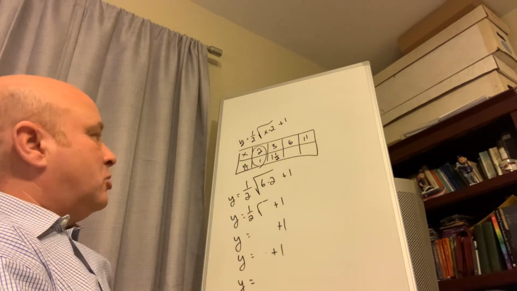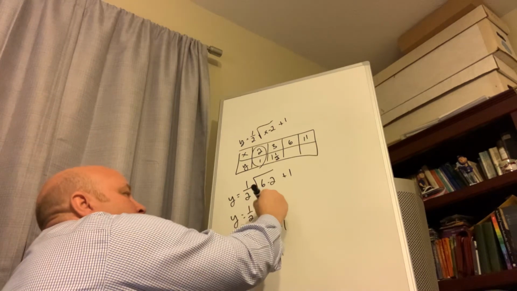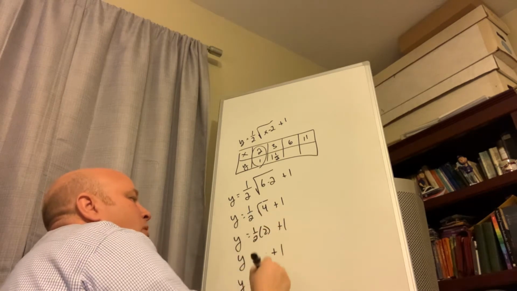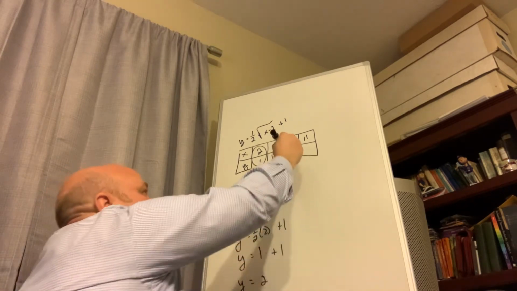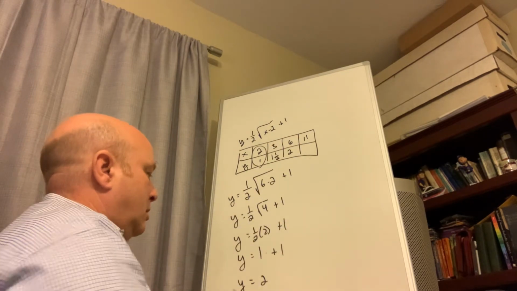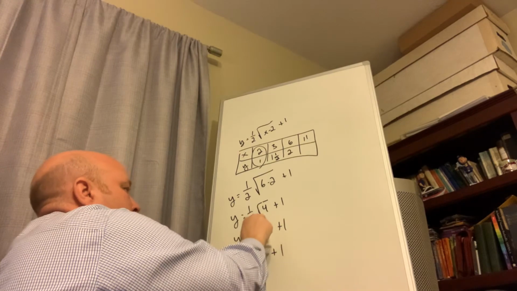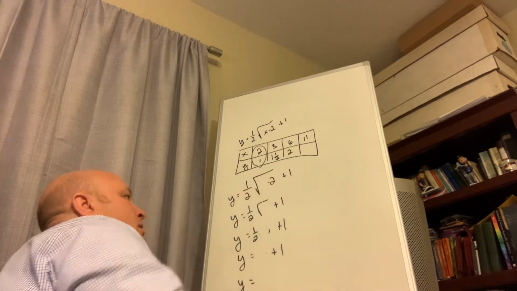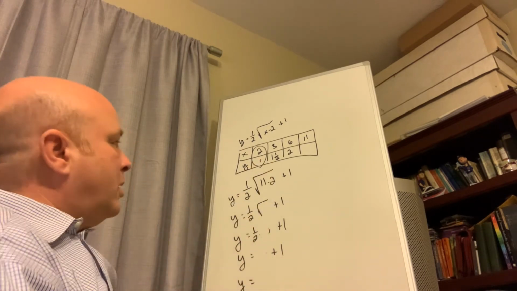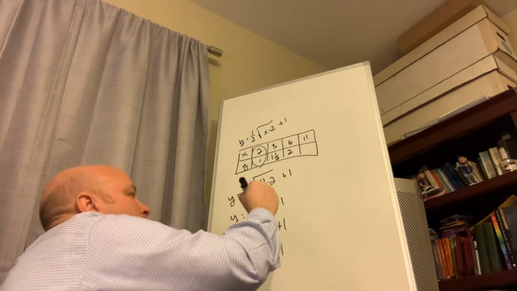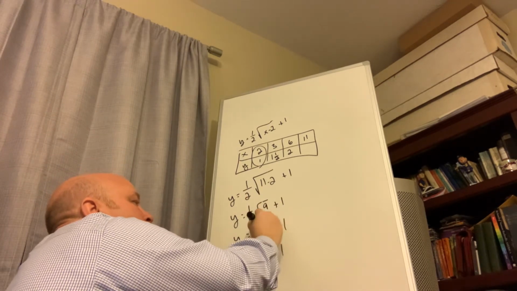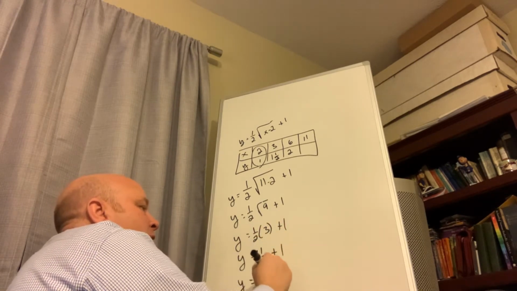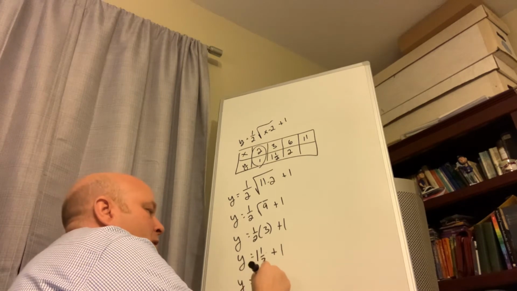y equals 1/2 of the square root of 6 minus 2 plus 1, 1/2 of the square root of 4 plus 1, 1/2 times 2 plus 1, 1 plus 1, or 2. All right, and my last was 1/2 of the square root of 11 minus 2 plus 1, or 1/2 of the square root of 9, 1/2 of 3 plus 1, 1/2 times 3 is 1 and 1/2, 1 and 1/2 plus 1 is 2 and 1/2.